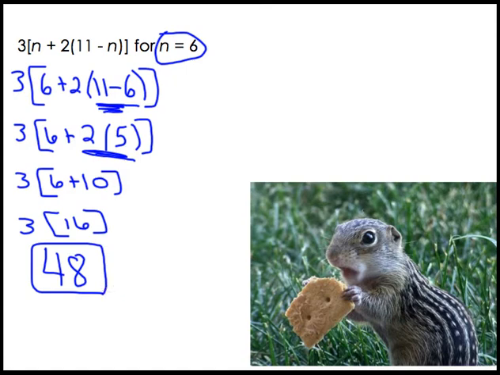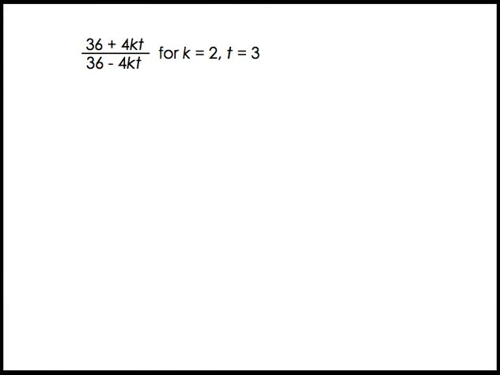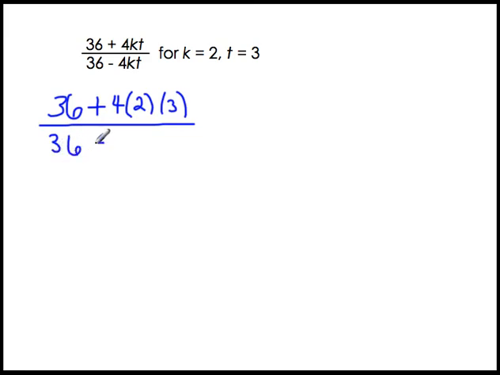Look at that cute little chippy. Plugging in. Okay, we have another fraction. 36 plus, now notice we have 4kt, that's all multiplication, so it'll be 4 times k is 2 times t is 3, all over 36 minus 4 times k is 2 times t is 3. Okay, so we just carried all that over.